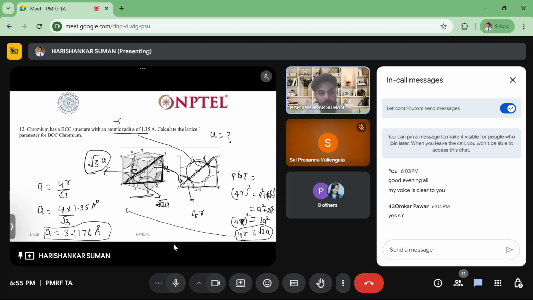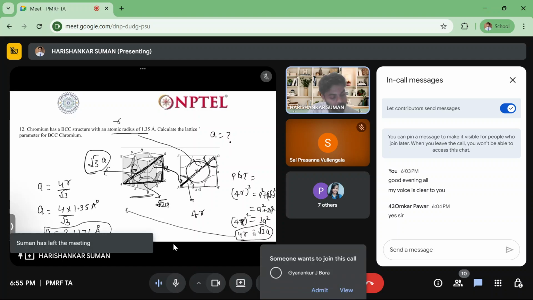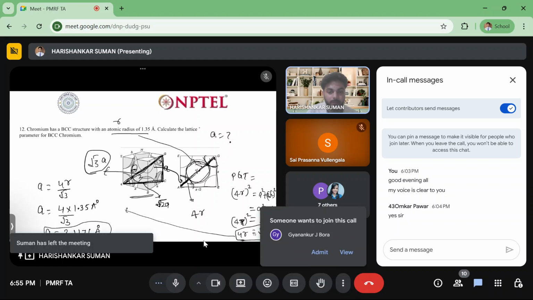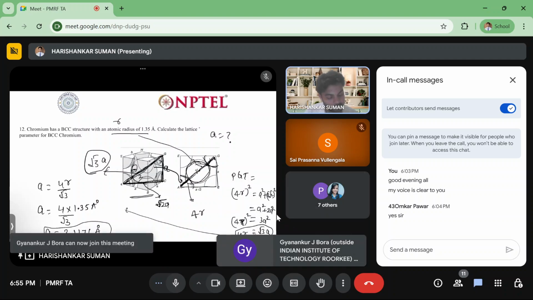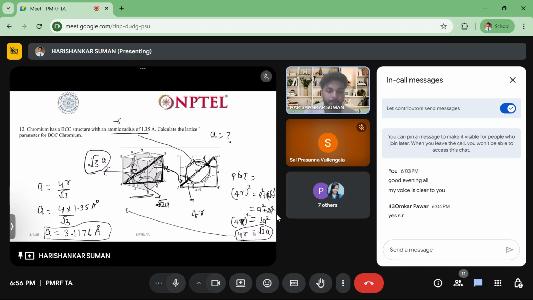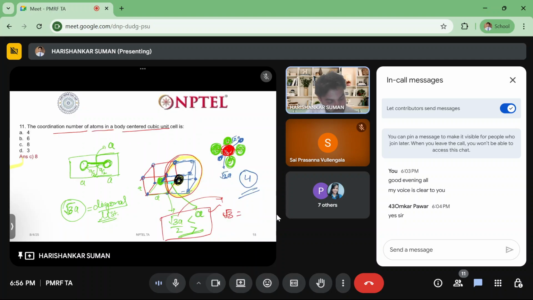Okay, and this is equal to 4 times R. This is R, this is R, and this is 2R. So apply this relation, you can easily get the answer. Clear?